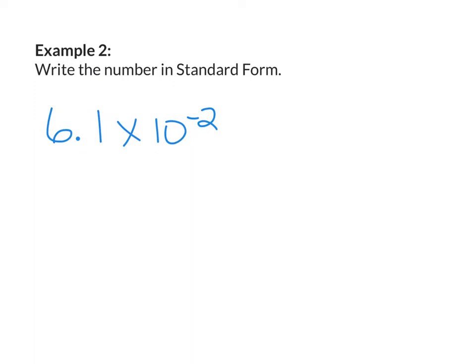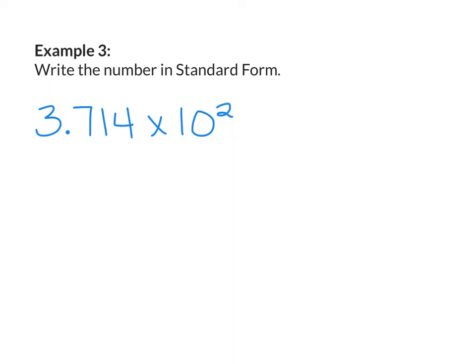Example 2. Write the number in standard form. Since I have a negative exponent, that means I'm going to be moving 2 times to the left. So again, I'm going to start where my decimal is, and I'm going to move 2 places to the left. 1, 2. So I'm going to fill in my placeholders, which are my zeros, in the empty spots. I'm going to move my decimal here, and then add the 0 in the front. So my answer in standard form is 61 thousandths.